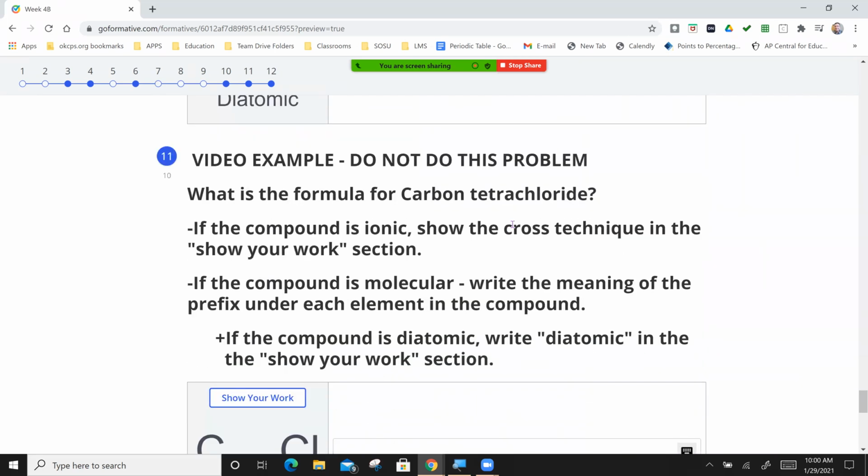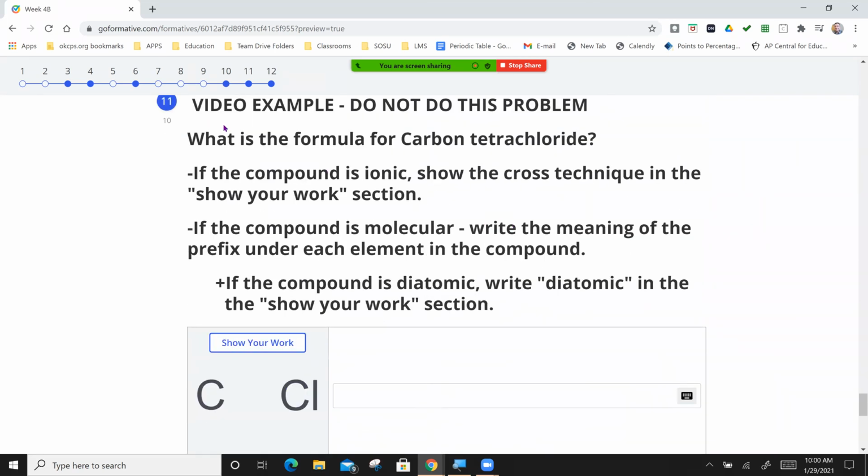Okay, the next part, number 11. What is the formula for carbon tetrachloride? Carbon tetrachloride. We have to decide, is this ionic? Is it molecular? Is it a diatomic? Well, it's clearly not a diatomic because it has more than one thing. It's carbon and chloride, right? So is it ionic or molecular? And you should be able to see that this has this prefix tetra. And when you see a prefix, you know that is a molecule.